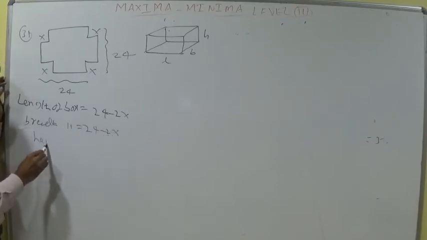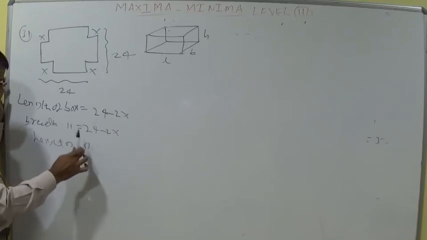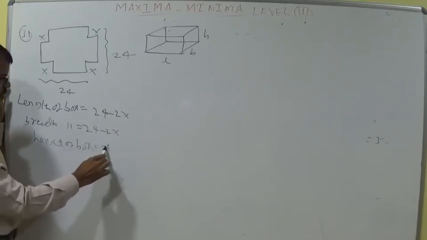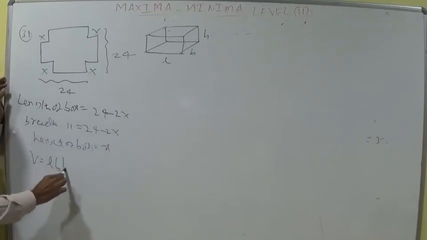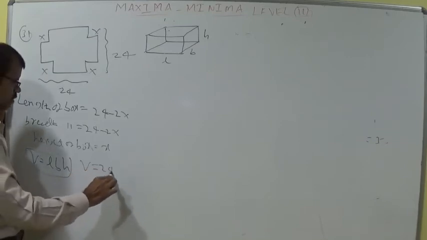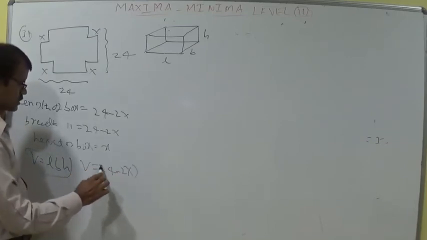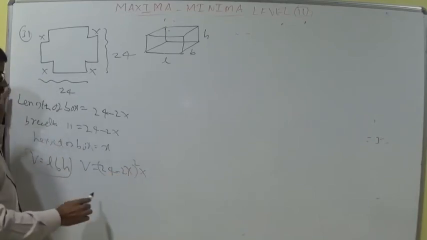Height of box is wherever the cut part is, that only. Height of box equals x. Now I am writing volume V is equal to L B H. So V is equal to 24 minus 2x into 24 minus 2x into x. 24 minus 2x whole square.